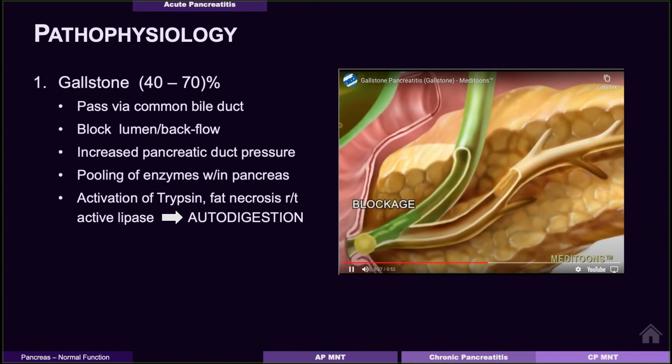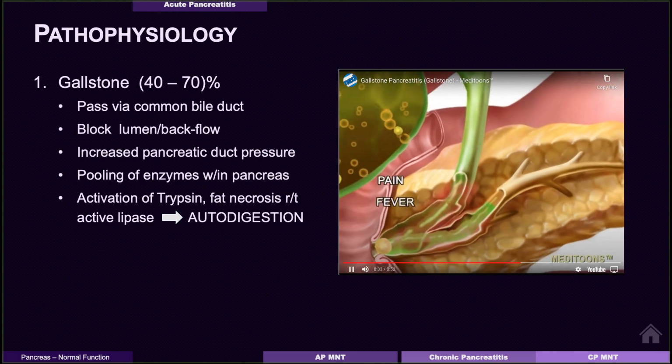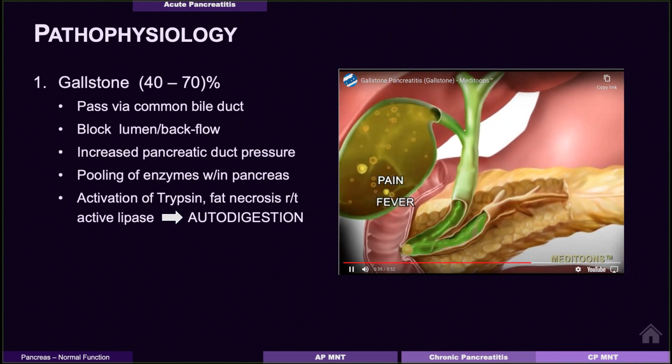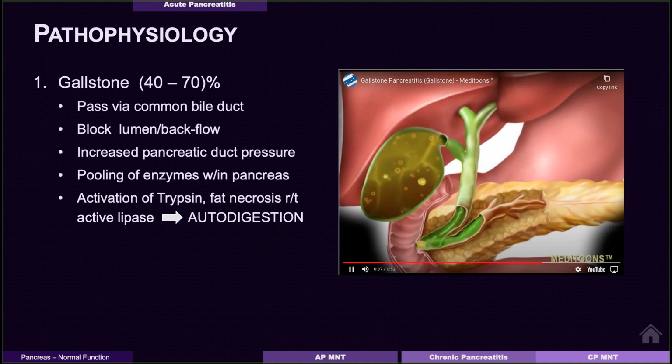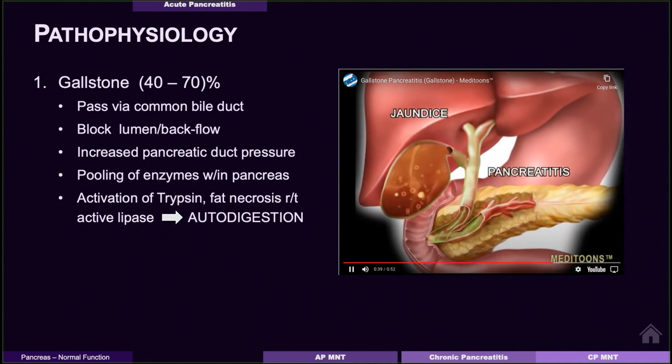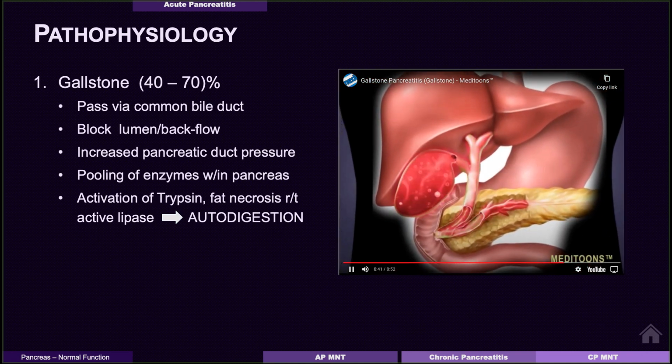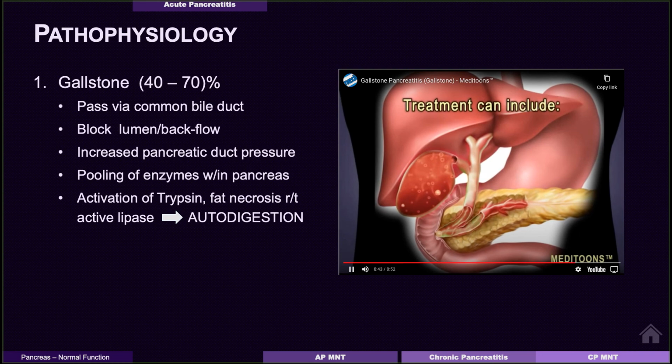And then the pressure compresses the pancreatic blood vessels, causing tissue ischemia. And then we see the activation of inactive proteases, the zymogens. And what happens is they start to digest the pancreatic tissue. So we see premature activation of digestive enzymes within the pancreas. And what that leads to is necrosis, or the death of pancreatic cells.